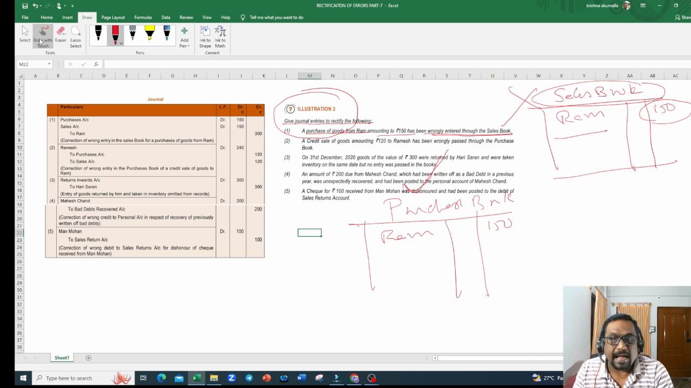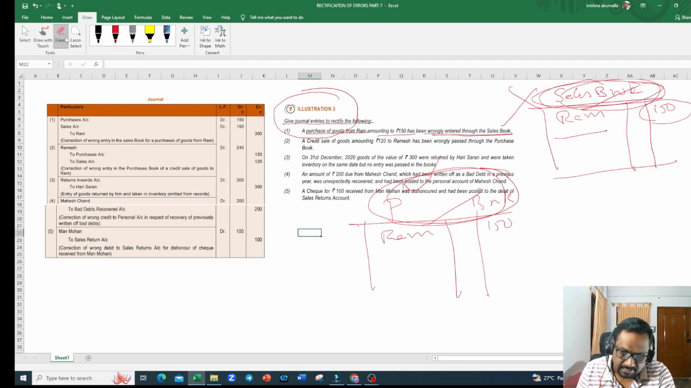So what is the impact? Instead of writing in the purchase book, if this is written in the sales book, how is the impact going to be? That is what I'm going to explain. Once again, guys, you have to be very clear on this topic. He purchased goods from Ram, but it is supposed to be recorded in the purchase book, and they recorded it in the sales book. That is the problem. Let me erase this and explain in detail.